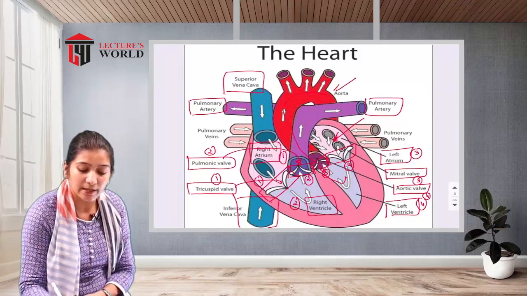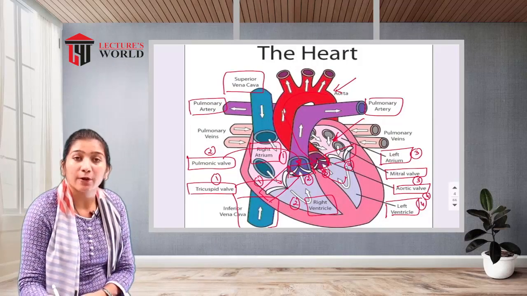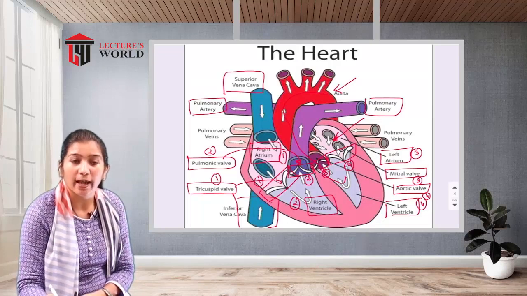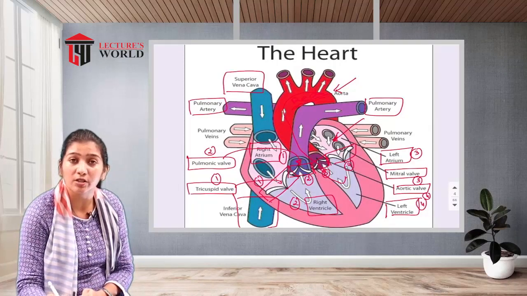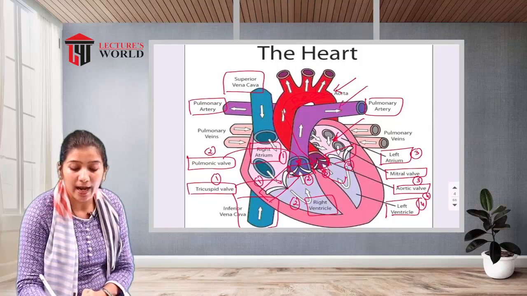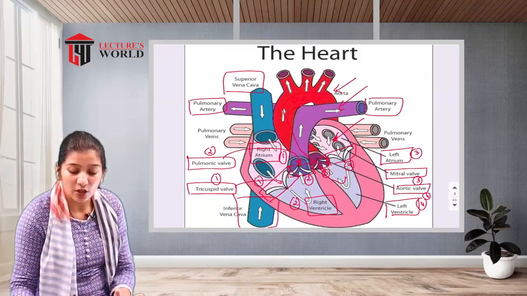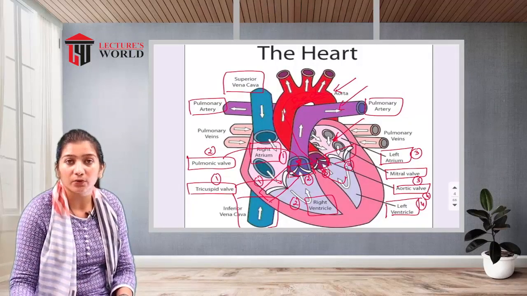You can see the red color, that is the aorta, the arch of the aorta, and the aorta is collecting the oxygenated blood. That's why they have shown it in red. Red color means oxygenated blood, and the pulmonary artery is carrying deoxygenated blood, so that's why they have shown the light purple color. So that's all about the parts of the heart.